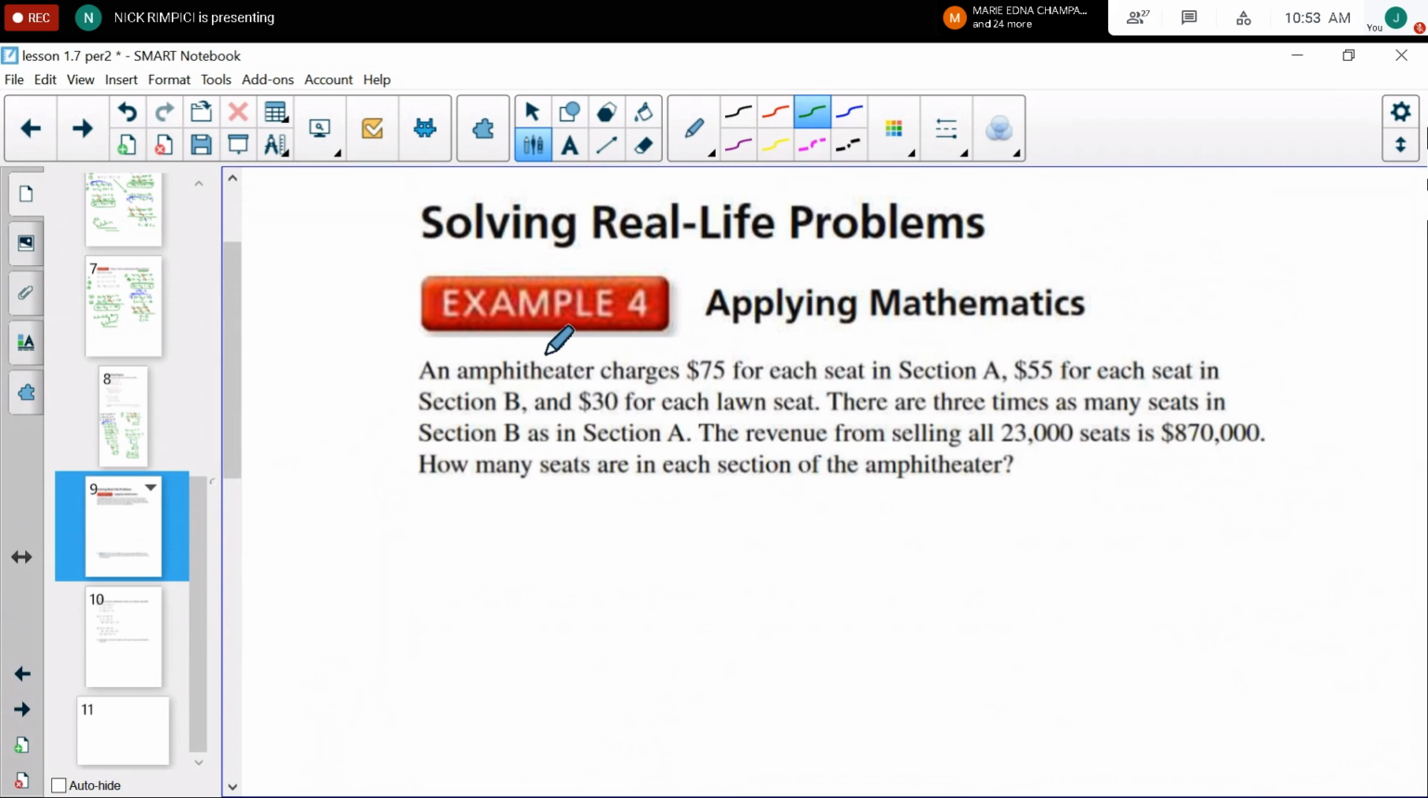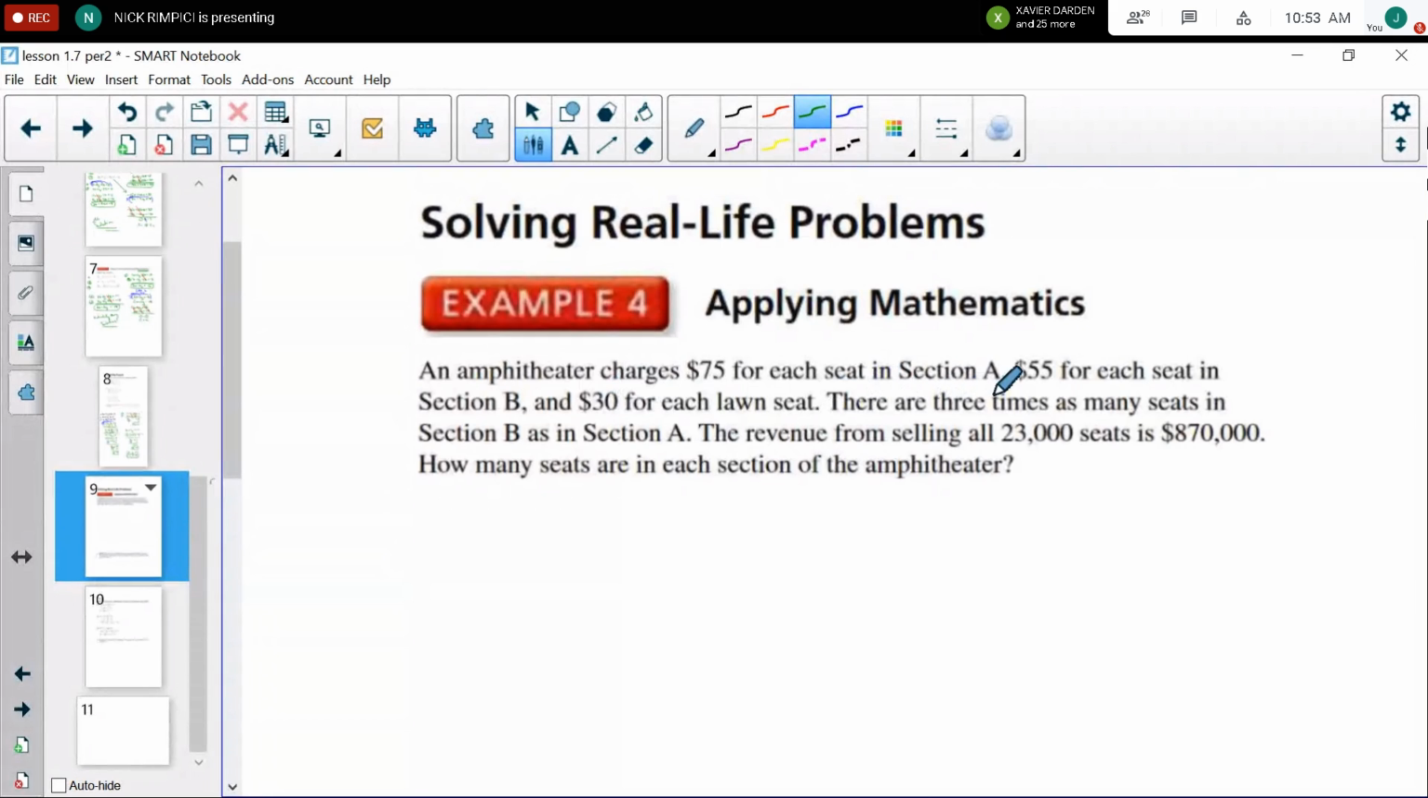So an amphitheater is a theater where they have music. It's a really big, giant thing. So this theater charges $75 for each seat in section A, $55 for each seat in section B, and $30 for each lawn seat. So section A is kind of expensive, section B is a little cheaper, and the lawn seats are the cheapest at $30 each.